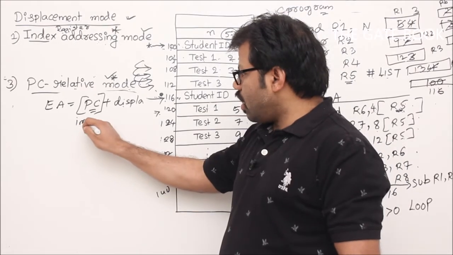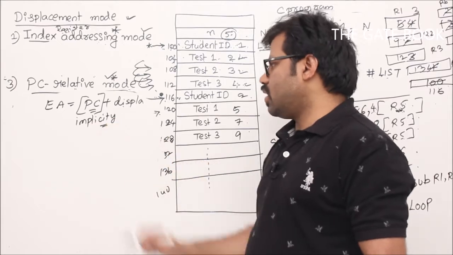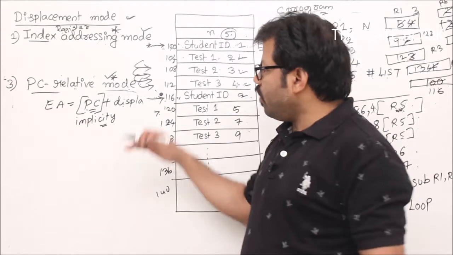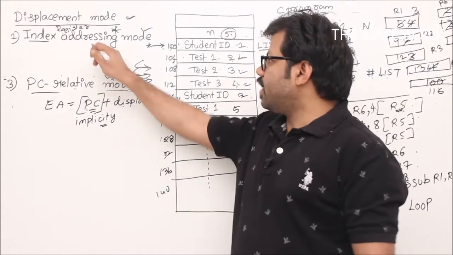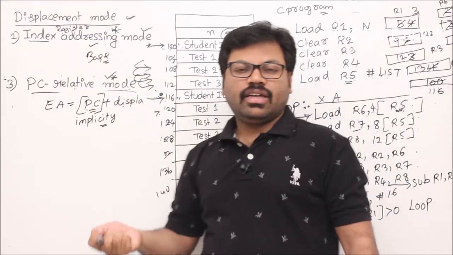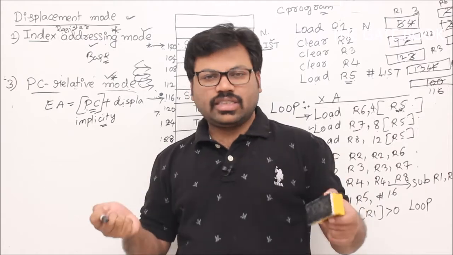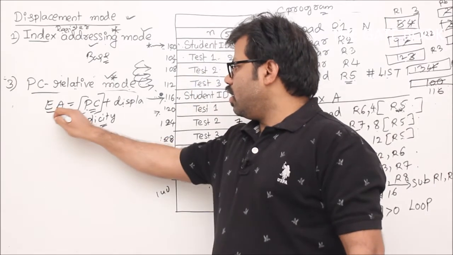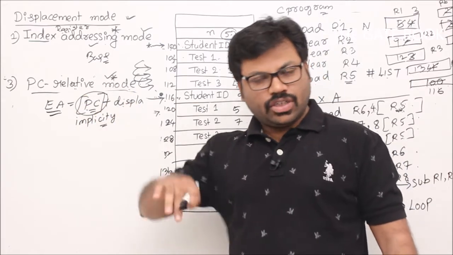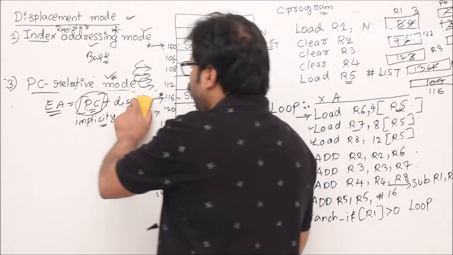But it is not compulsory to give this in the instruction. In the instruction we don't mention PC, but generally we mention it, correct? In index addressing mode and base addressing mode, we mention the displacement and the corresponding index or base register in the instruction itself. But here in PC relative mode, the program counter is implicit. It should be automatically added whether we mention it or not. So that is about PC relative mode.